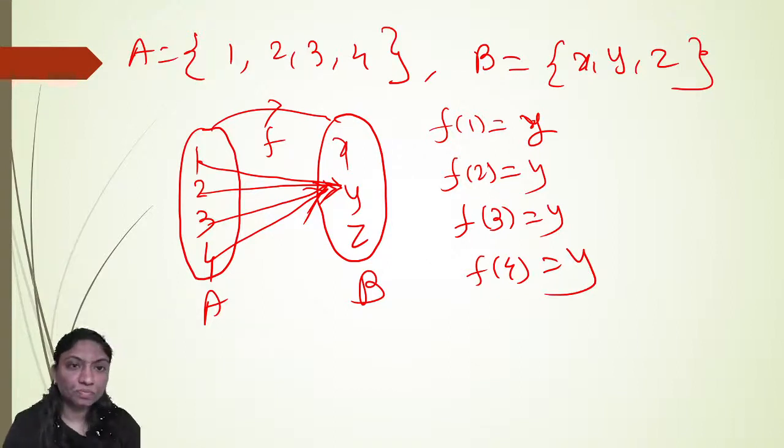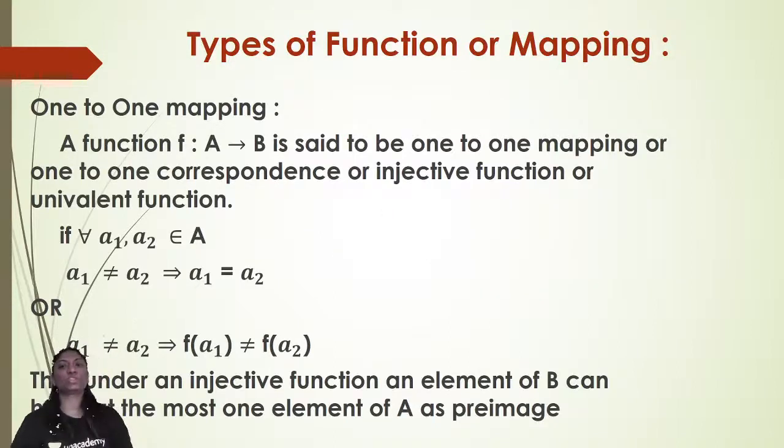Now, types of functions or mappings. Here, one-to-one mapping. What do you mean by one-to-one mapping? A function f defined from A to B is said to be one-to-one mapping or one-to-one correspondence, also called an injective function or univalent function. Generally, we will use one-one and injective function.